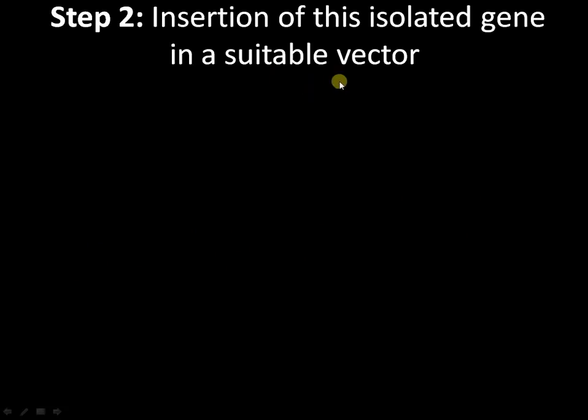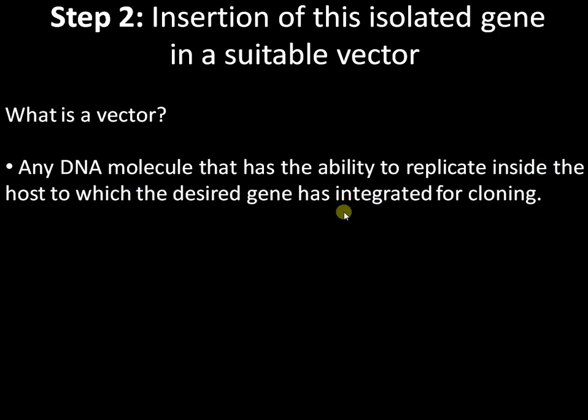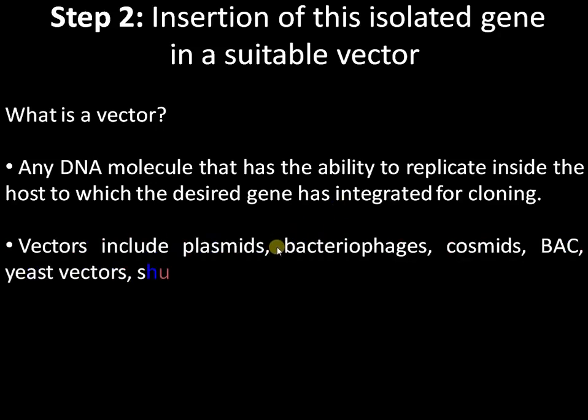Step 2, I need to insert this desired gene, that is the insulin gene, into a suitable vector. Before that, we need to know something about vectors. What is a vector? A vector is any DNA molecule that has the ability to replicate inside the host into which our gene of interest has been integrated for cloning. Vectors include plasmids, bacteriophages, BACs, etc. You can refer to our video on gene cloning vectors for more.